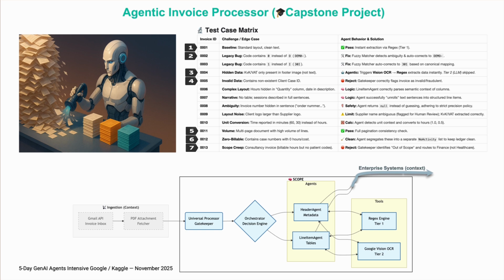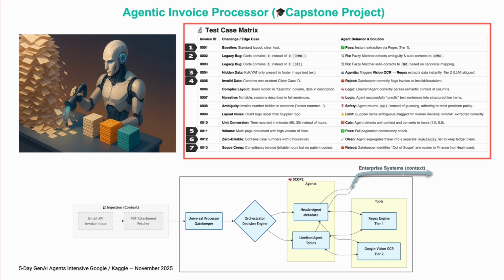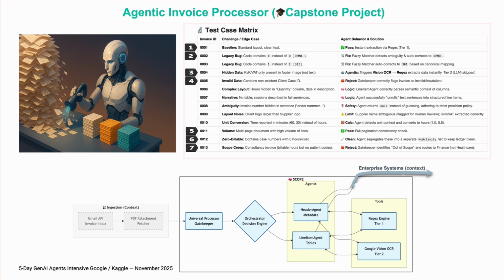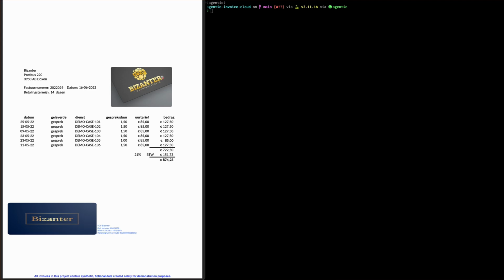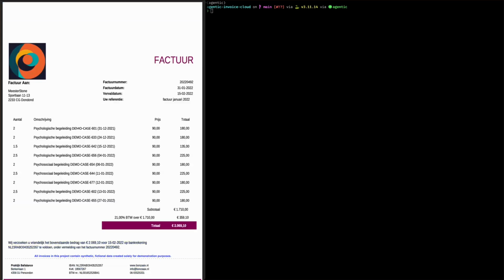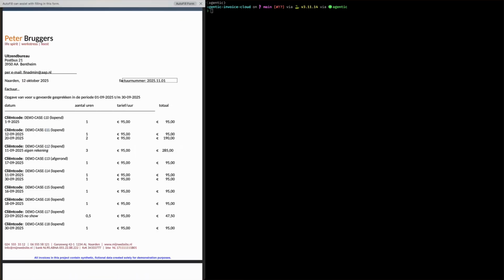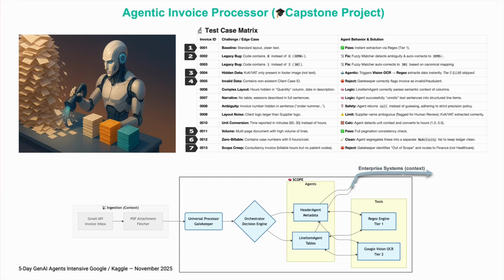For this project, I created 13 mock invoices with completely different layouts to test every edge case. The test cases are shown in the test matrix and we will quickly flip through them. As you can see, there was a lot of diversity. In this demo, we will examine 7 specific scenarios from the matrix and conclude with a fast-forward cloud deployment.